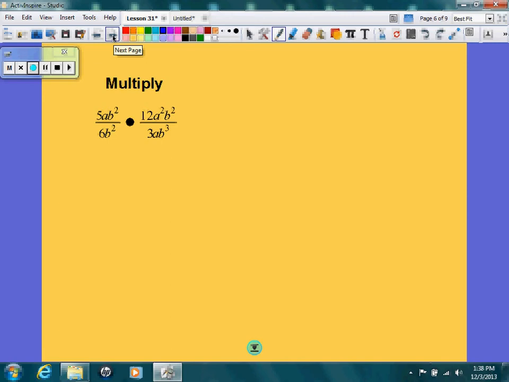Well, here's a rational expression. It's a fraction. How are we going to do this? We multiply numerator times numerator, denominator times denominator. But before we do that and get a big old numerator and a big old denominator, why don't we cancel some stuff out? Yeah, we can. I can cancel this a into that a. I can cancel this b squared into this b squared. I can cancel this b squared into 2 of these b cubes, so that just leaves b to the first power. I can cancel the 6 into the 12 and get a 2. I think that's as far as I can go.